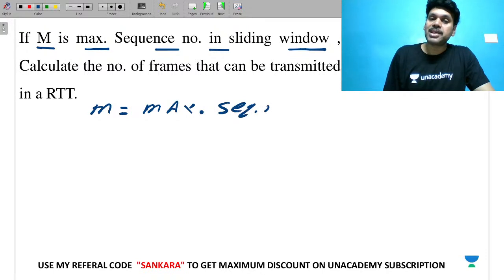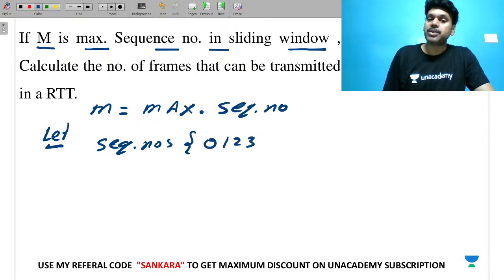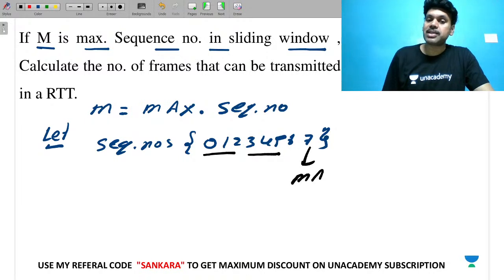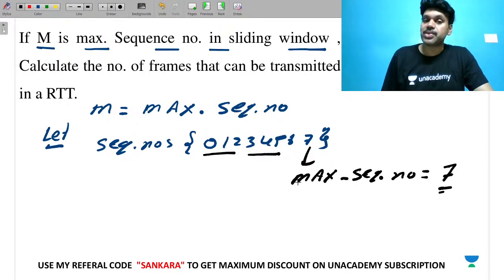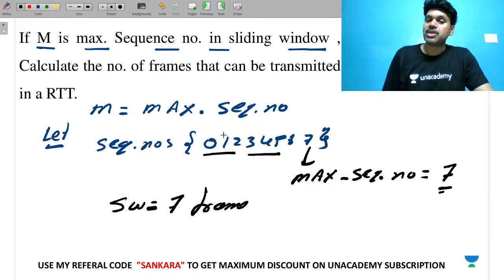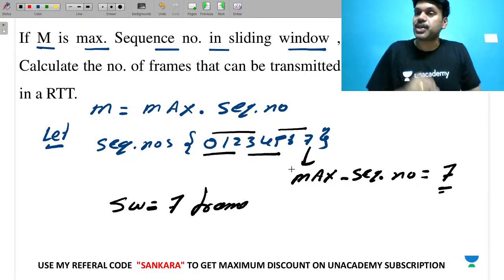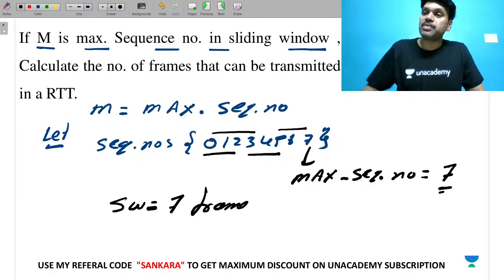When I am saying M is a maximum sequence number, let us say your numbers are, assume, 0, 1, 2, 3, 4, 5, 6, 7. What is the maximum sequence number in this list? The maximum sequence number in this list is 7. That means sender can send how many frames? 7 frames only. Because your sequence numbers are 8, 0 to 7, sender can send only n-1 frames only.